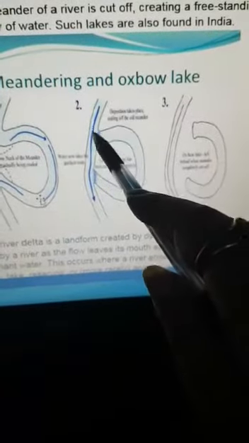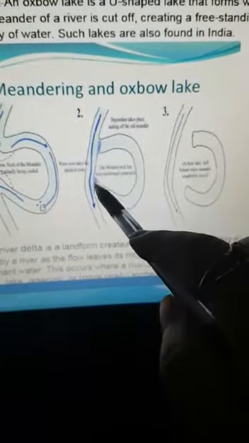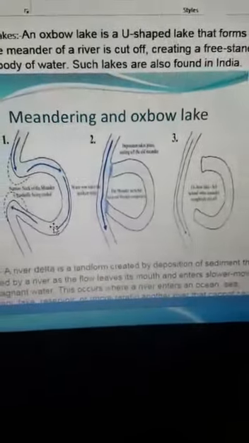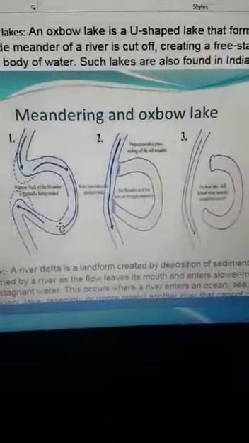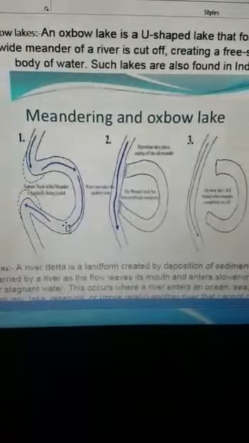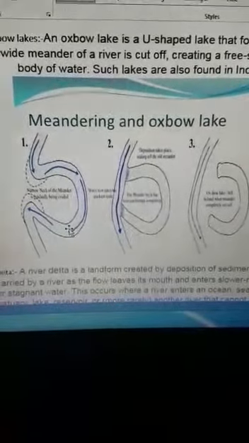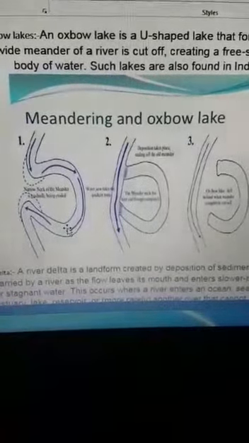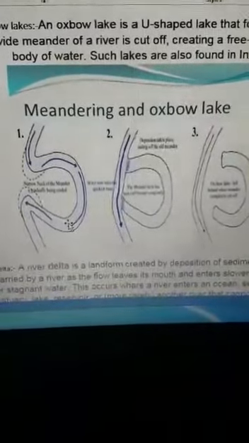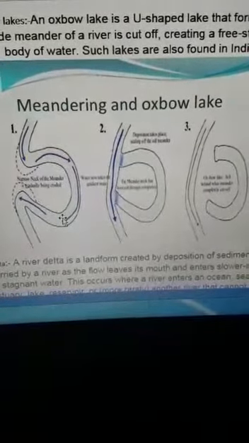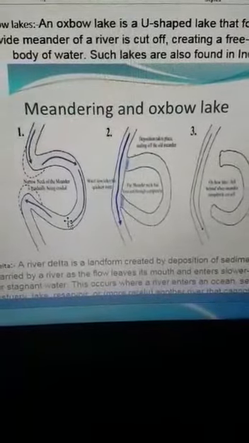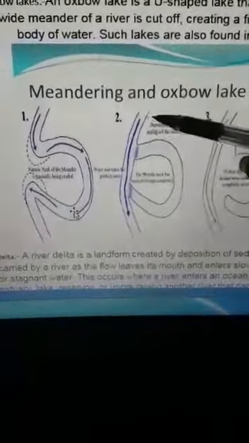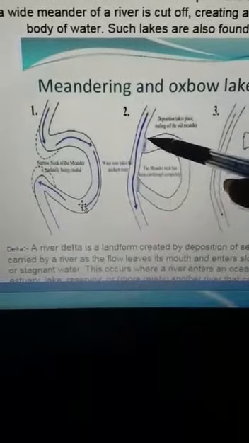Stage 2, what happens? The river already deposits all its materials in the mouth. One example I can give you: when you are going to the school, if you want to come down to the ground floor, will you take the shorter route or the longer route? Obviously we are going to take the shorter route. So the river also wants to take the shorter route. It cannot go on going round. So it takes the shorter route and starts depositing in the mouth.